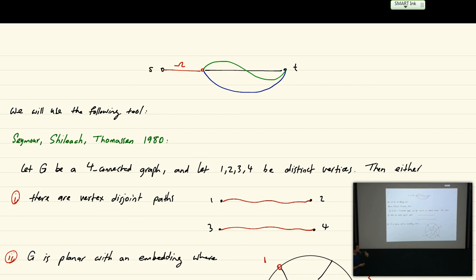Or if that's not the case, the graph you have must be planar, and these four vertices must be lying on the outside circuit in this order. So 1 is here, 2 is here, 3 is here, 4 is here. So if you want to connect 1 to 2, 3 to 4, you must meet somewhere in the middle. Actually, what they proved is way more precise than this. It doesn't have the connectivity condition. But to keep it simple, I'm just going to use that version.